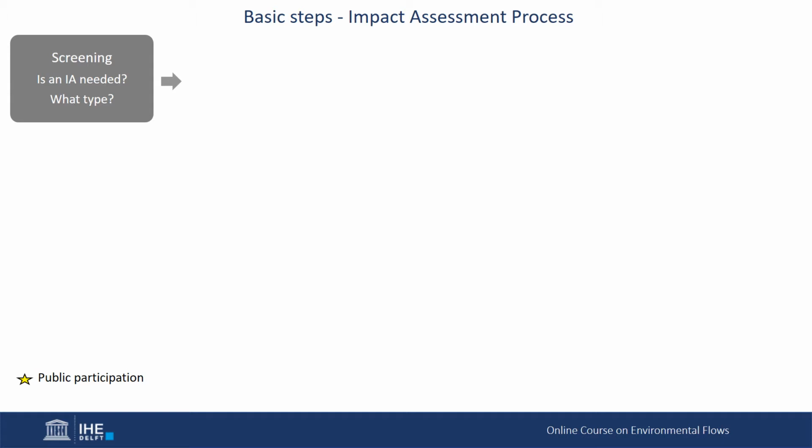So the first step is screening. This is the time when the decision must be made if an assessment is required for the specific intervention and what type or level of detail it will have. Most countries have environmental laws and regulations that specify the type of EIA required based on the specific type of project, for instance, a dam, irrigation project, a factory, and the size, for example, the capacity of a dam.